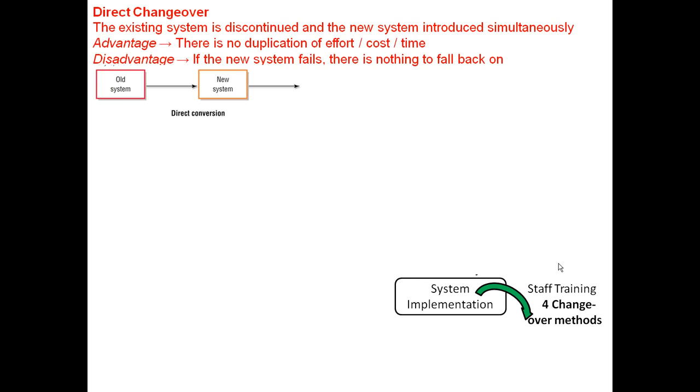Now there's four main changeover methods that you'll need to know. The four main changeover methods include this. Direct. Direct is where the old system is discontinued and the new system introduced simultaneously. This means that you stop using the old system one day and you directly go to the new system. The advantage of this is there's no duplication of effort, cost or time. However, if the new system fails or doesn't work as expected, there's nothing to fall back on.